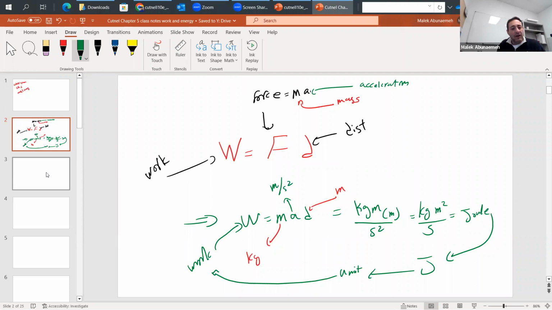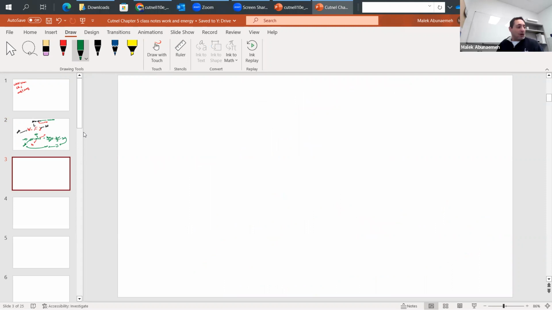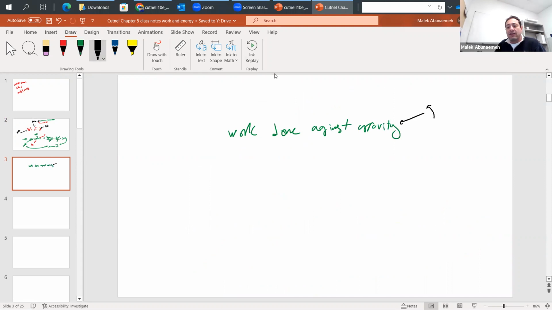Now, when you have work done against gravity, which we give a little g, and its acceleration is going to be 9.8 meters per second squared. And why is it meters per second squared? Because it's acceleration.